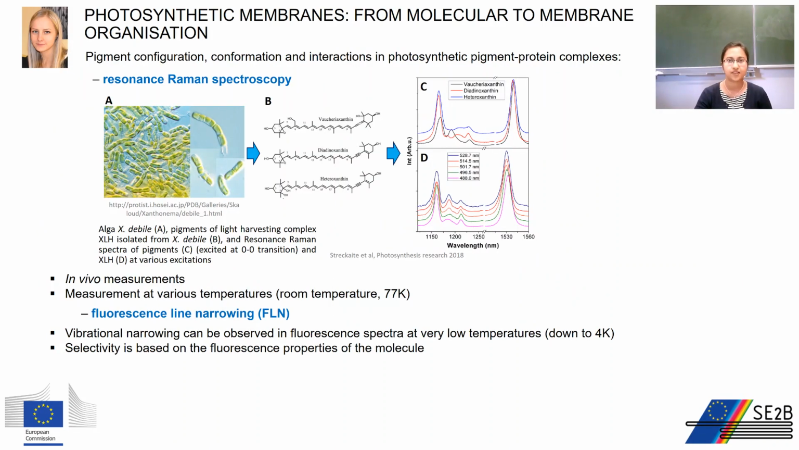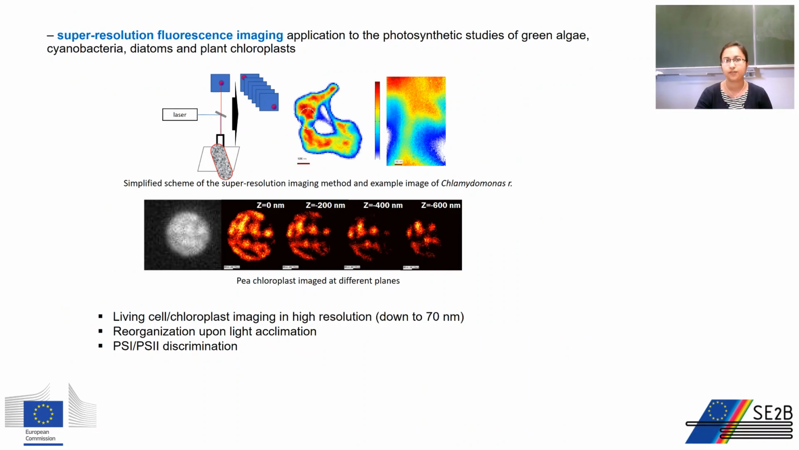So the first project is about photosynthetic membranes, from molecular to membrane organization. The objective of this project is to have precise information on the conformation and interaction of the photosynthetic pigments in intact plants and algae. In this regard, the researcher is using resonance Raman spectroscopy, fluorescence line narrowing, and an original method for super resolution microscopy reaching about 30 nanometer resolution on naturally fluorescing samples.